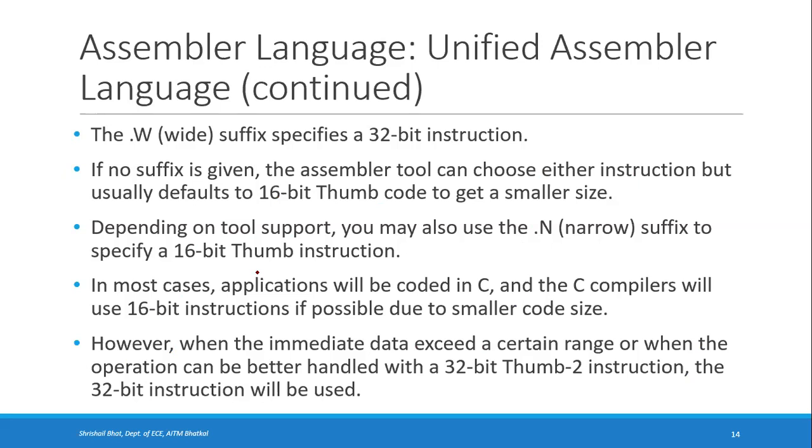In most cases, applications will be coded in C. Normally, apart from assembly language, we write in C language also, and the C compilers will use 16-bit instructions if possible due to smaller code size. From C also, it is converted to machine instructions, so normally it will be a 16-bit instruction. However, when the immediate data exceeds a certain range, or when the operation can be better handled with a 32-bit Thumb-2 instruction, the 32-bit instruction will be used. So even in C, by default it will go for 16-bit, but in certain cases where we need 32 bits, it will go for a 32-bit instruction.